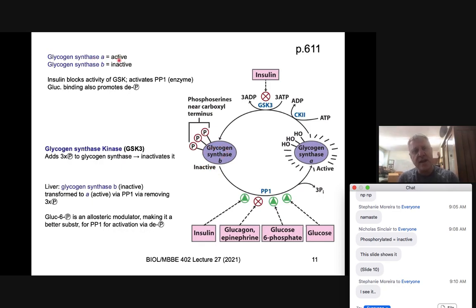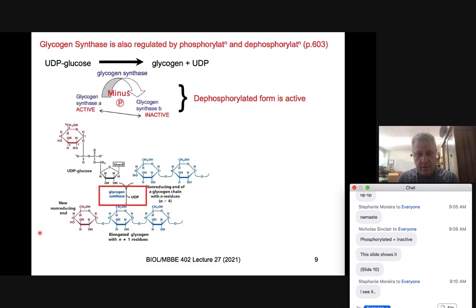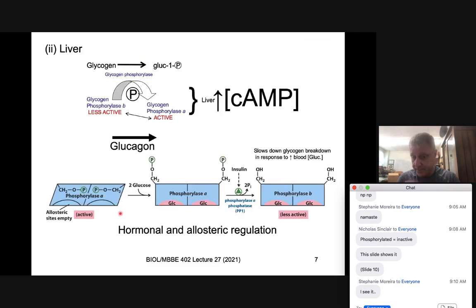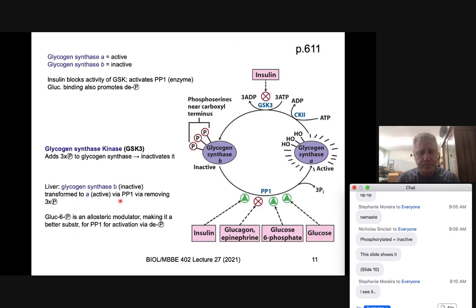So glycogen synthase A is the active form, glycogen synthase B is the inactive form. Insulin blocks the activity of the glycogen synthase kinase and activates the PP1 enzyme. And we already see that glucose binding also promotes the dephosphorylation. So that goes back to, where are we? This slide here. Okay, the addition of allosteric and hormonal regulation.